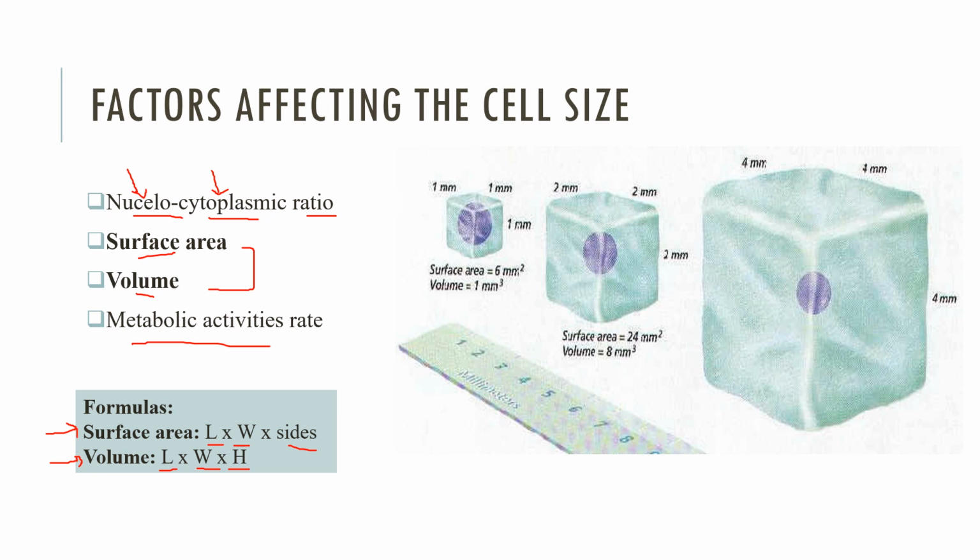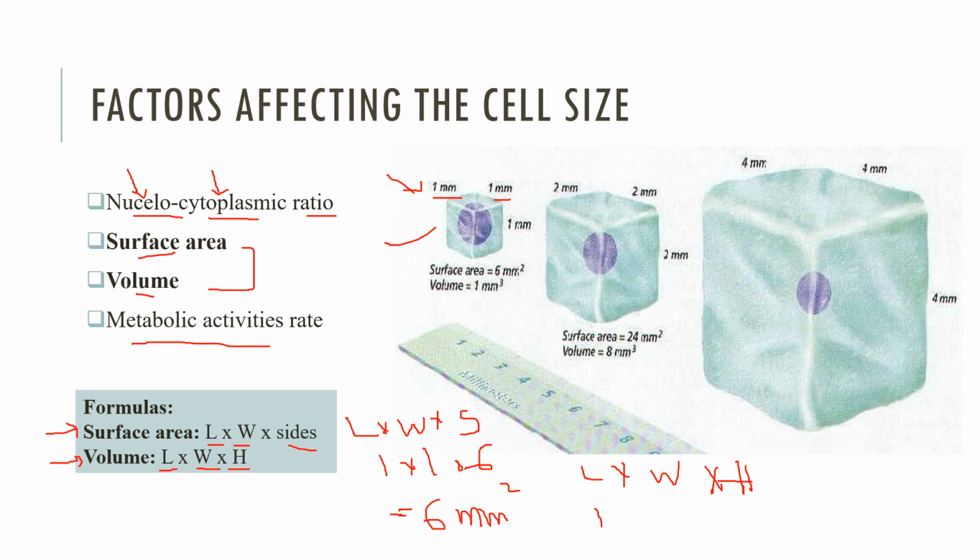So this is the cube, and we will start from this diagram here. The cube has 6 sides, and all sides are equal. Here all sides are 1 millimeter. For case 1, surface area is length multiplied by width multiplied by sides. So here length is 1, width is 1 and sides are 6. So the surface area is 6 millimeter square. Next is volume, that is length, width and height. Here length is 1, width is 1 and height is 1. So the answer is 1 millimeter cube.